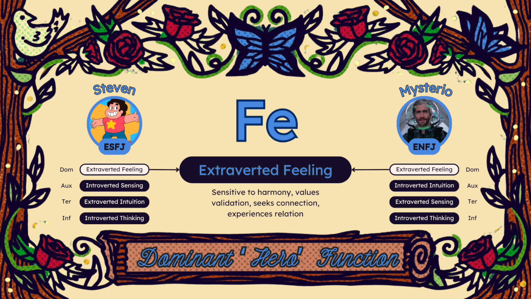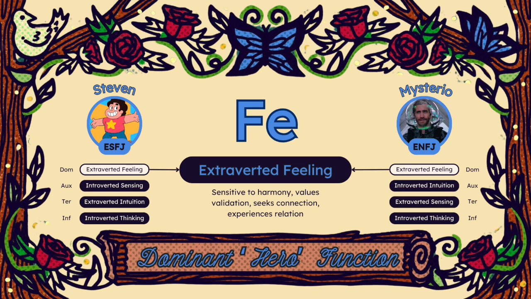Steven, as the Crystal Gems' compassionate leader, actively seeks rapport and connectedness with others, experiencing the world through the lens of relation. On the other hand, Mysterio, with his illusions and manipulations, exhibits a charismatic and charming demeanor to influence those around him, emphasizing the importance of social consequences in his actions.